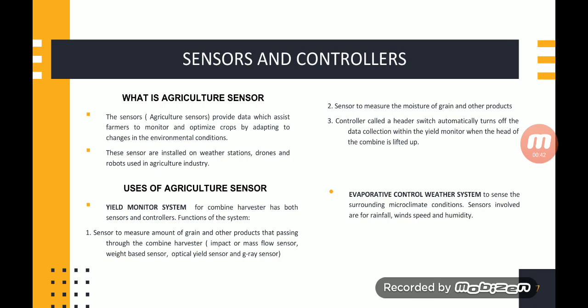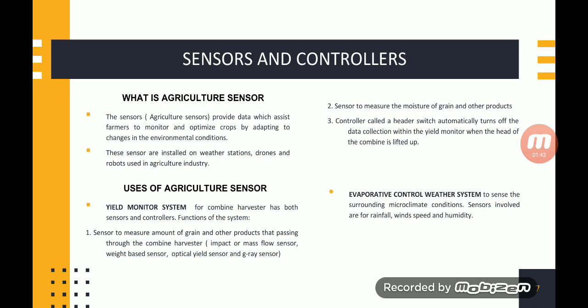So the uses of agriculture sensors, here are two examples: yield monitor system and evaporative control weather system. For the yield monitor system, this example is very common because this system for a combine harvester is using both sensors and controllers. We have three functions of the system. Number one, sensors to measure the amount of grain and other products passing through the combine harvester. We have four different types of sensors to measure the grain: impact or mass flow sensor, weight-based sensor, optical yield sensor, and gamma ray sensor.